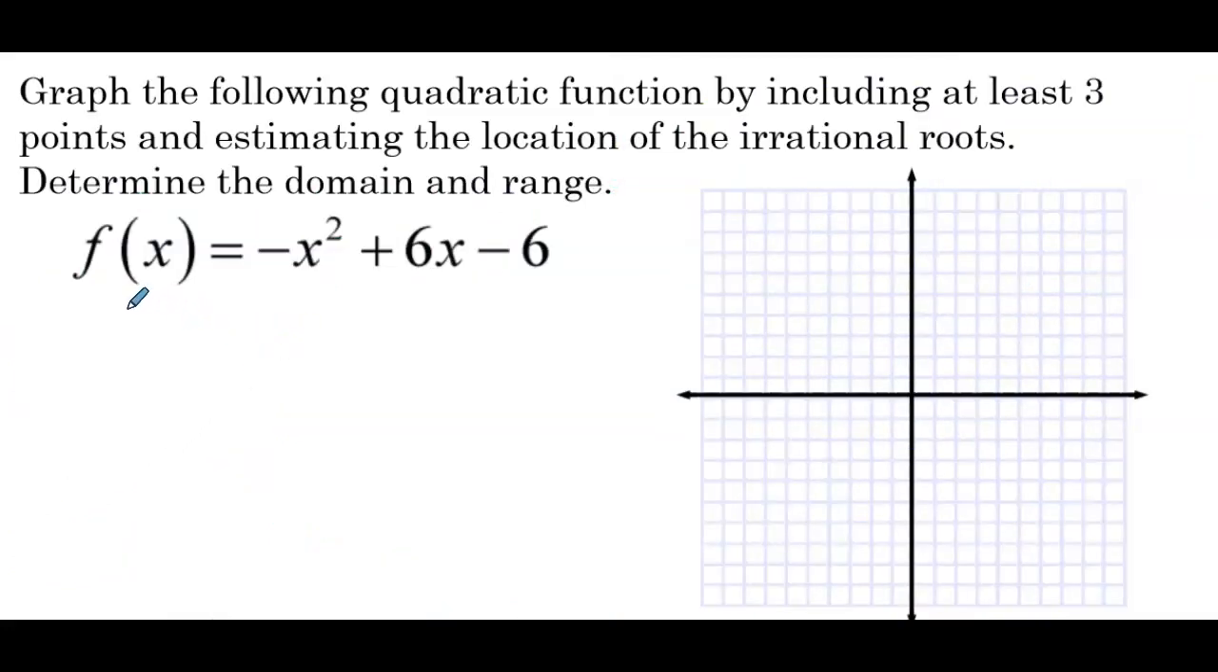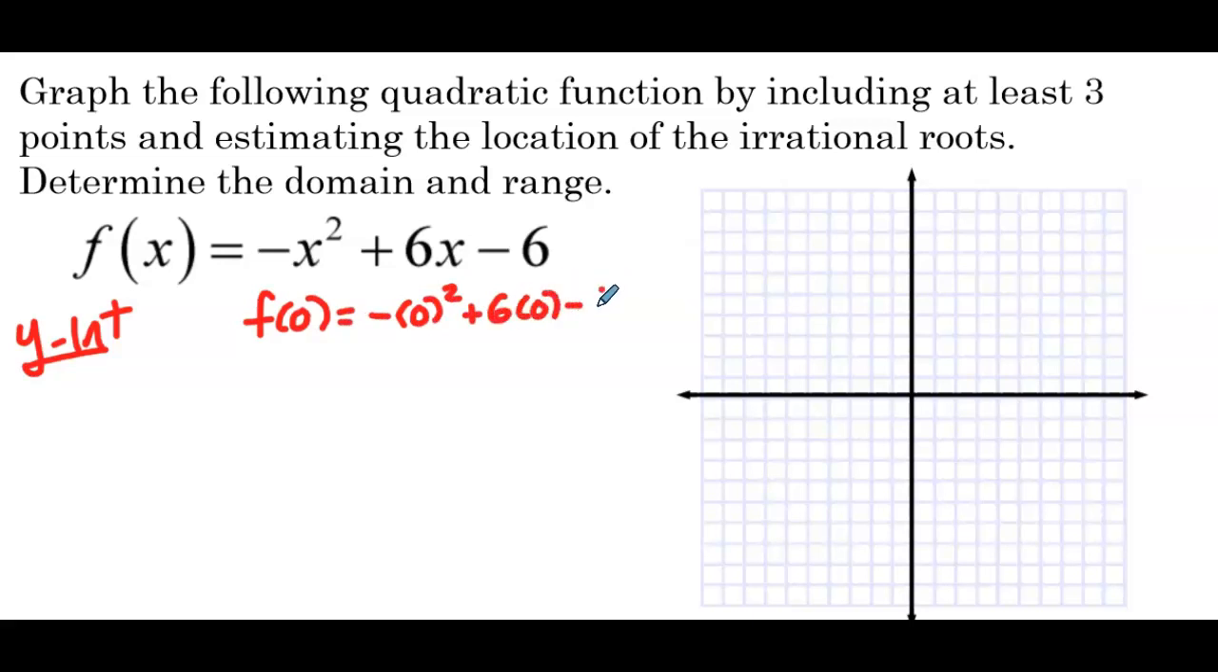Same directions. The next function is f of x equals -x squared plus 6x minus 6. So we'll start with the y-intercept. So f of 0 is -0 squared plus 6 times 0 minus 6. So f of 0 is -6. So (0, -6) is our y-intercept.